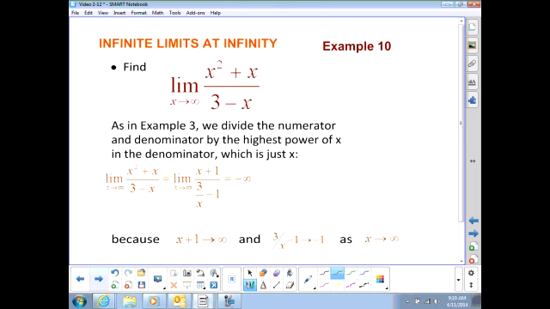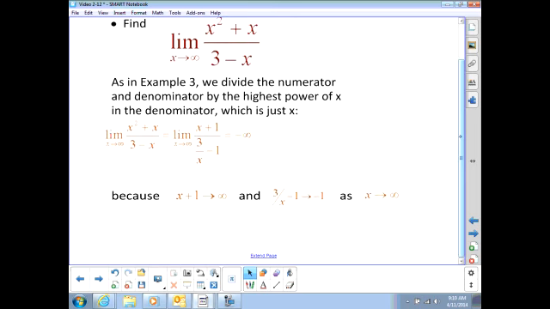Now, here's another way that you can look at it. If you multiplied everything by 1 over x, x squared times 1 over x would go to x. x times 1 over x would go to 1. 3 times 1 over x would go to 3 over x, and negative x times 1 over x would go to negative 1. And we can do that because we multiply the top and bottom by the same thing, so that's like multiplying it by 1.